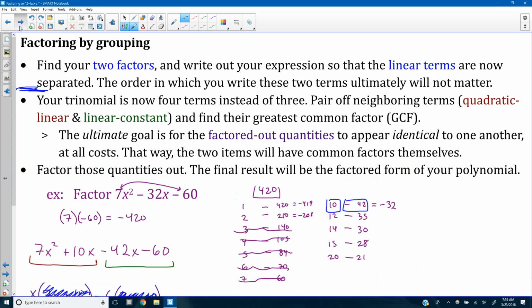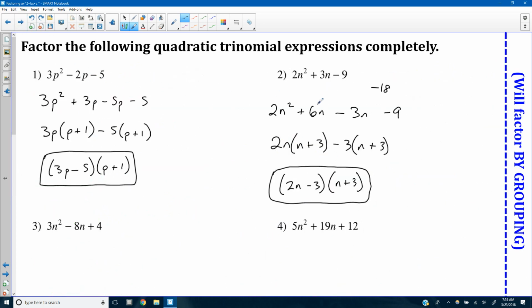You notice here, though, and I gotta stress this more and more, my two numbers, 6 and negative 3, were not my answers here. Negative 3 was, but notice where I got 6 from. 2 times 3. But this number was not a 6 right here. That's not how you write the answer.